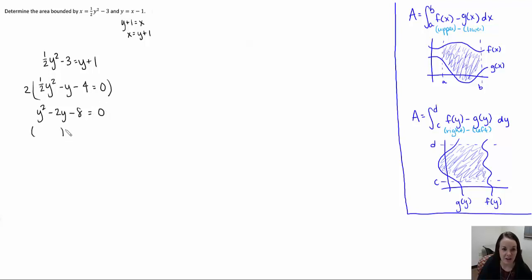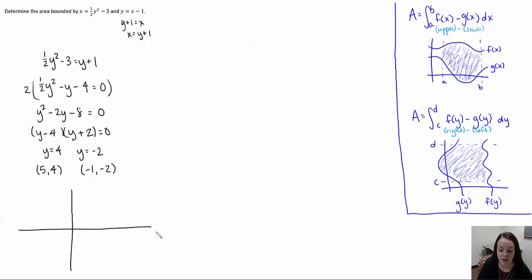Now I need to factor. When I factor this, I get y minus 4 and y plus 2. So my solutions are 4 and negative 2. Now I need to plug these back into one of my original two equations. It won't matter which, since these are points of intersection. And I get the xy coordinates. When I do that, I get (5, 4) and (-1, -2). So these are the two points where these two graphs will intersect.